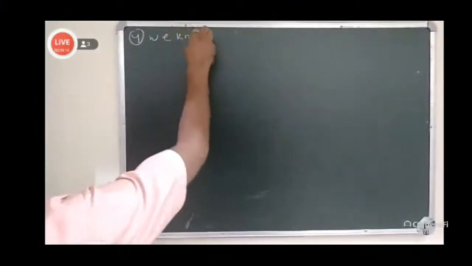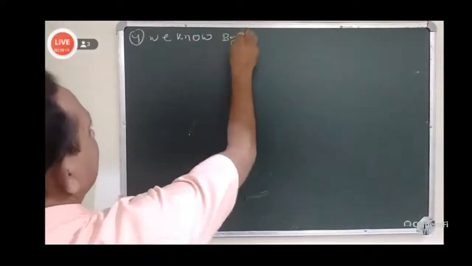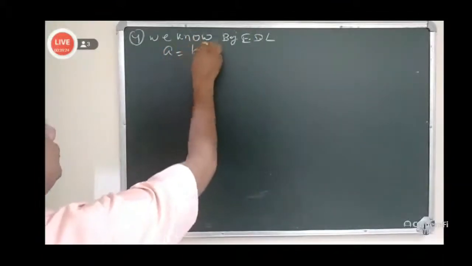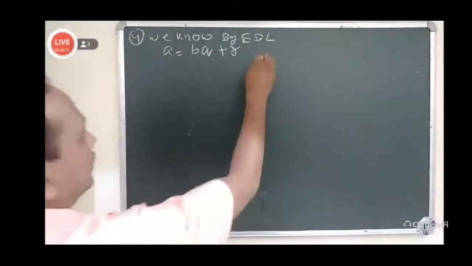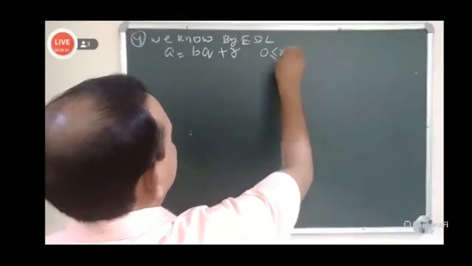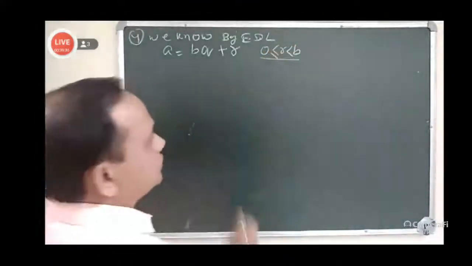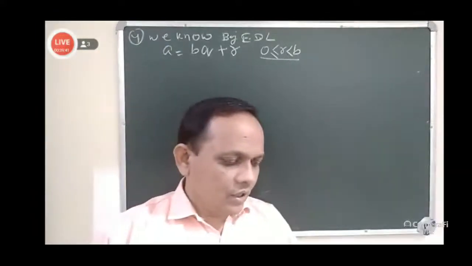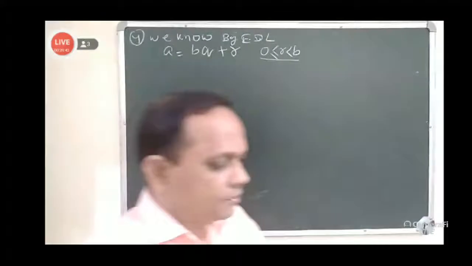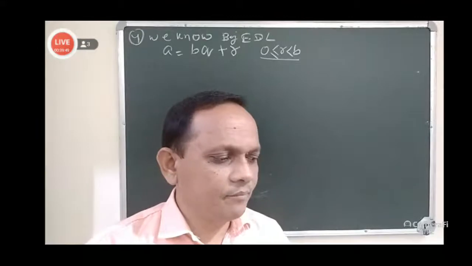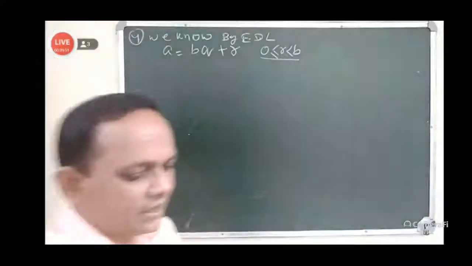We know by Euclid's division lemma, a equals bq plus r, where 0 is less than or equal to r, and r is less than b. This is the most important point: 0 ≤ r < b, very important. So if b equals 3, the question is given that it is in the form of 3m and 3m plus 1. So we take b as 3.